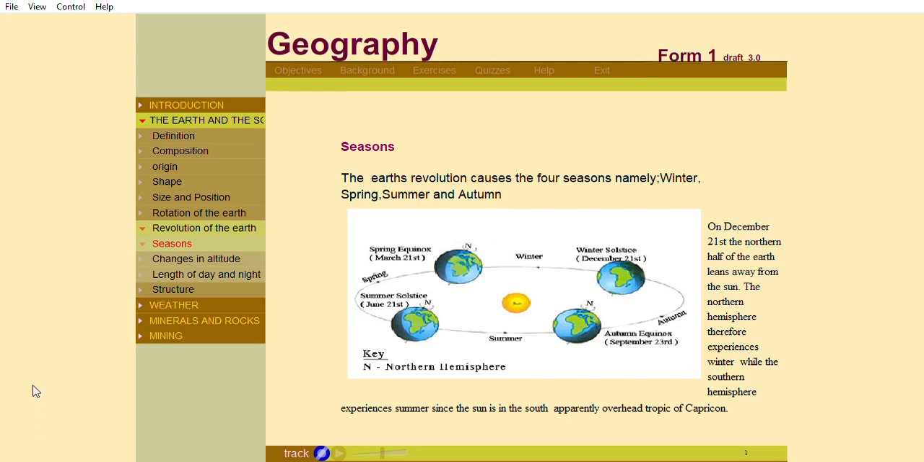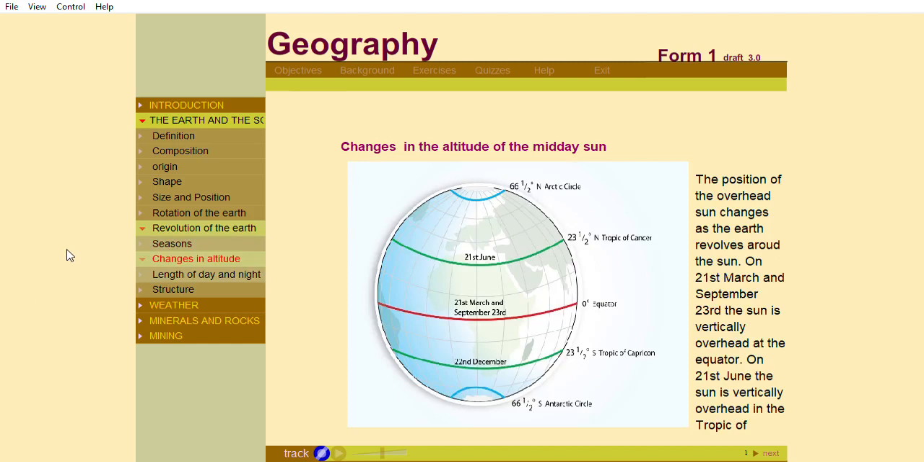On December 21st, the northern half of the Earth inclines away from the Sun. The northern hemisphere therefore experiences winter, while the southern hemisphere experiences summer since the Sun is apparently overhead in the Tropic of Capricorn. The position of the overhead Sun changes as the Earth revolves around the Sun. On 21st March and September 23rd, the Sun is vertically overhead at the equator. On the 21st June, it is vertically overhead at the Tropic of Cancer. On 22nd December, it is vertically overhead at the Tropic of Capricorn.